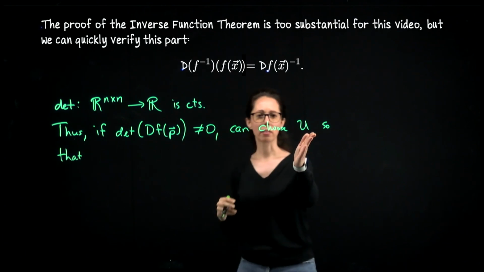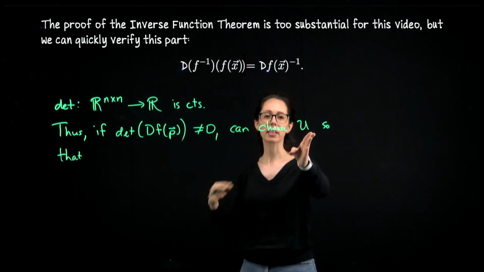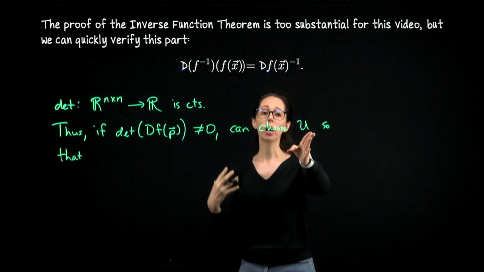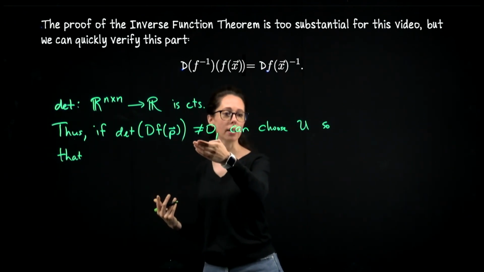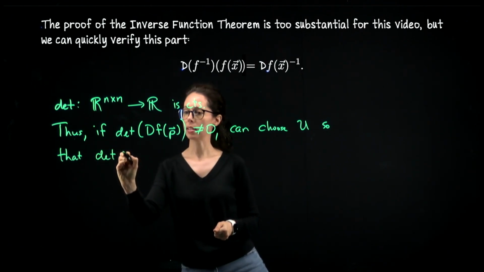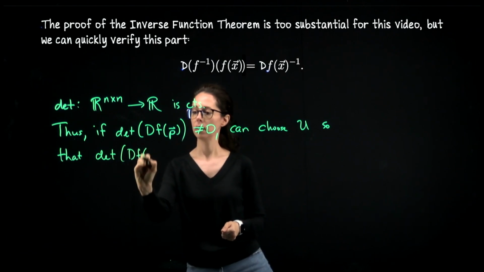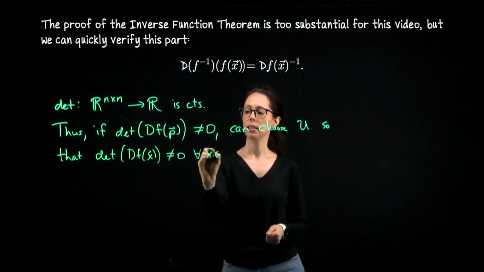I'm not going to say too much about how to design U here because that goes into the proof of the entire statement. But basically, when we make that neighborhood U, we will make it in such a way that we insist that this continuous function be non-zero. Det of df of x is non-zero for all x in U.